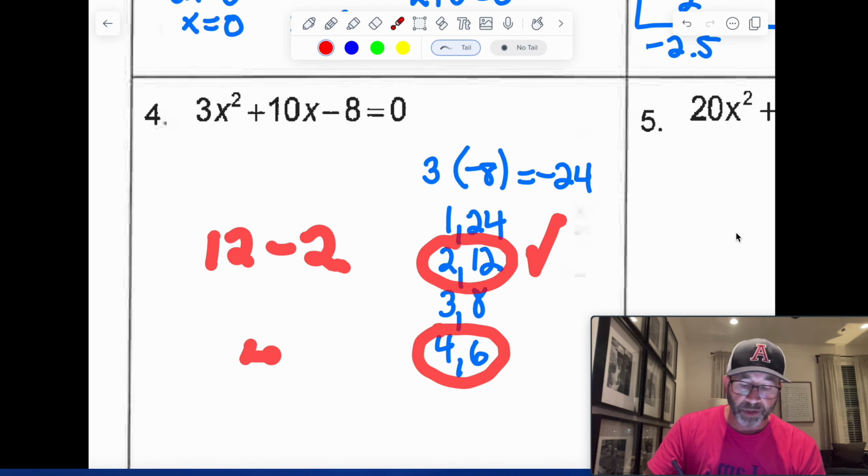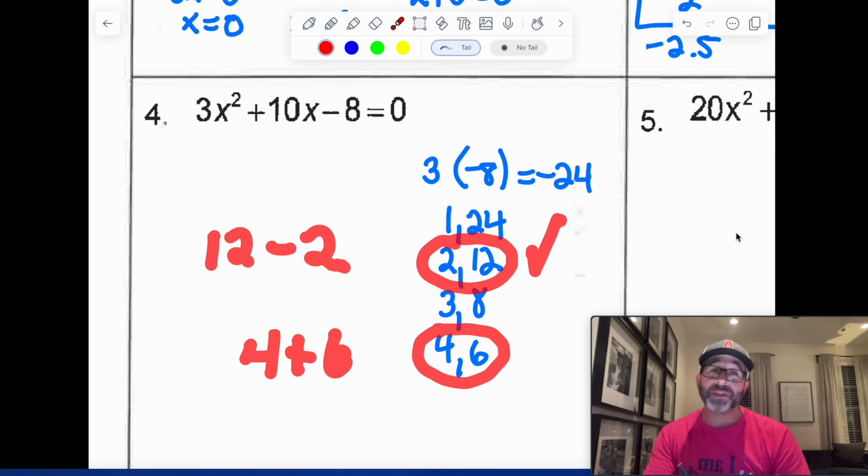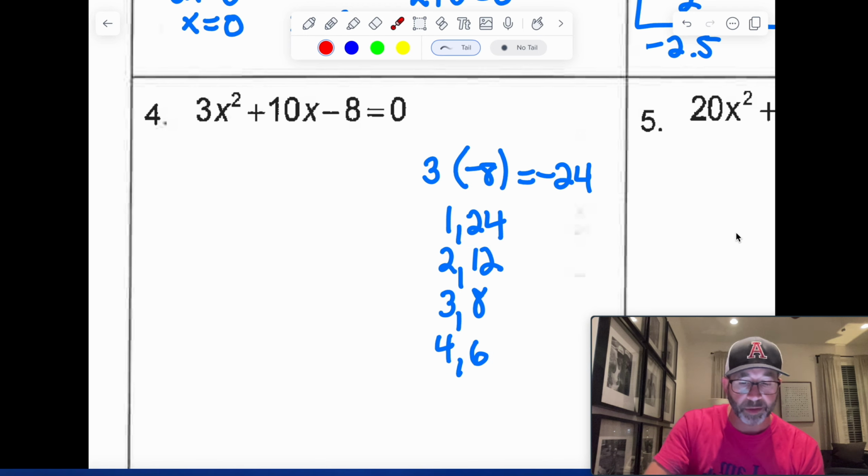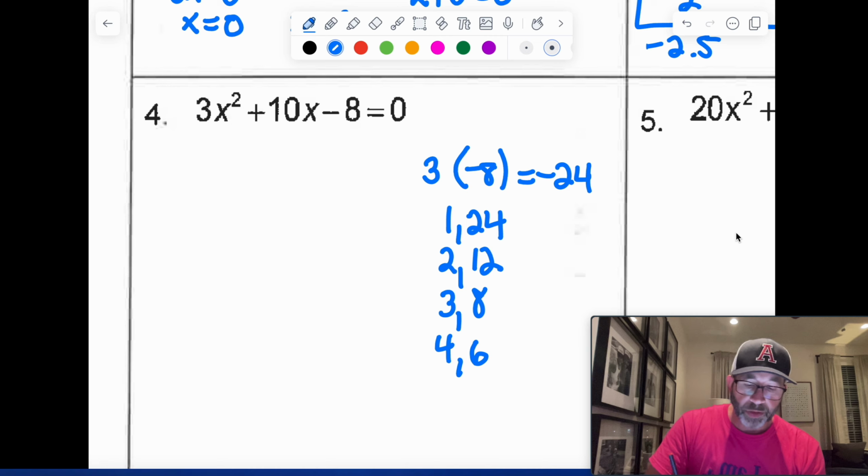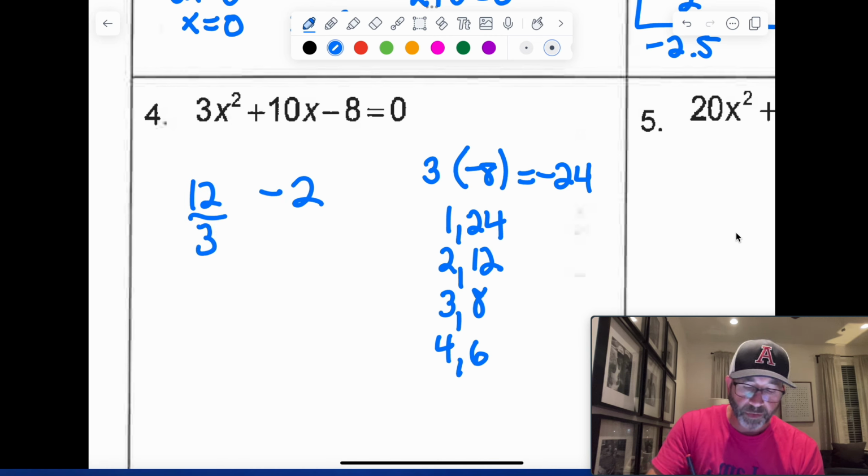But if I did 4 and 6, 4 plus 6 does equal 10, but 4 times 6 does not equal a negative 24. So this is one you have to really be careful with, okay? So we're going to use that 12 minus 2. We'll divide by the a value. We'll simplify our fractions.